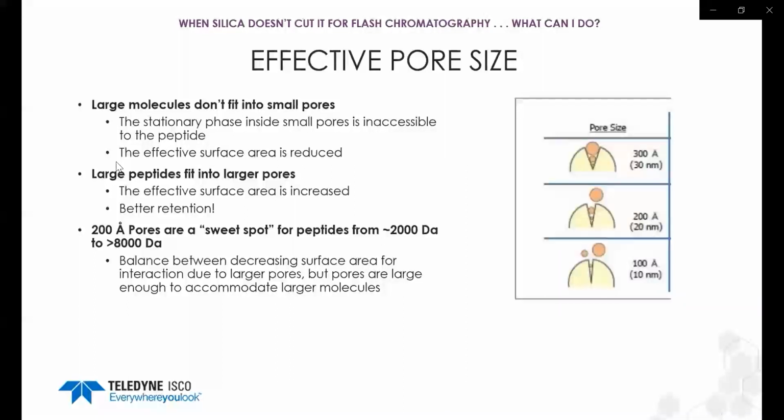So we need to look at two balancing factors here. One is the surface area of the particle, which actually decreases as we increase pore size. But then we also have to look at the accessibility. What we find is that the accessible pore size for larger molecules, larger peptides, requires a larger pore size. The 200 angstrom pore is really a sweet spot for peptides, as it balances the decreasing surface area by having a larger pore size, but it also increases the accessible surface area for the molecule because it can accommodate the larger molecule.